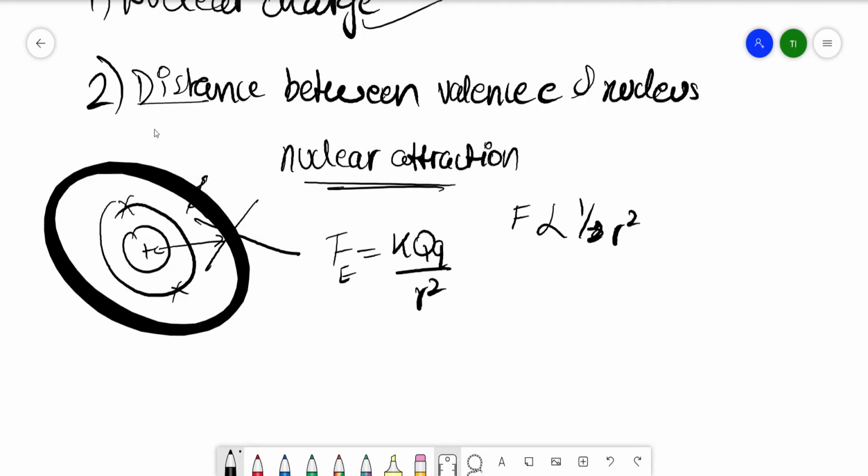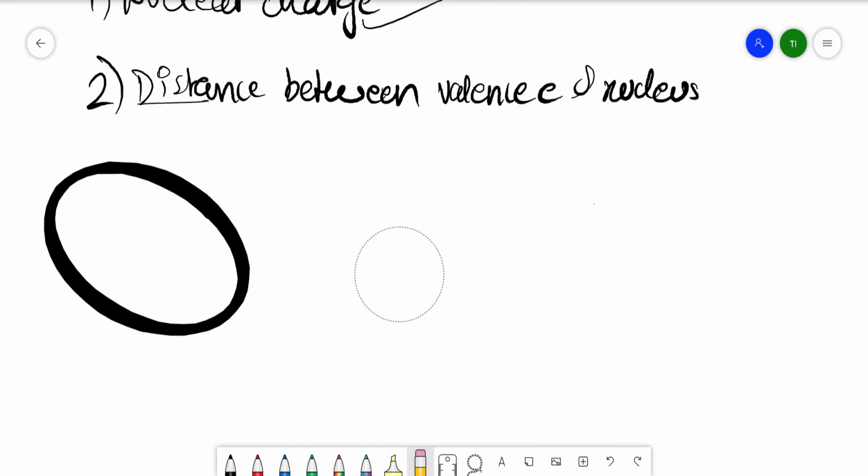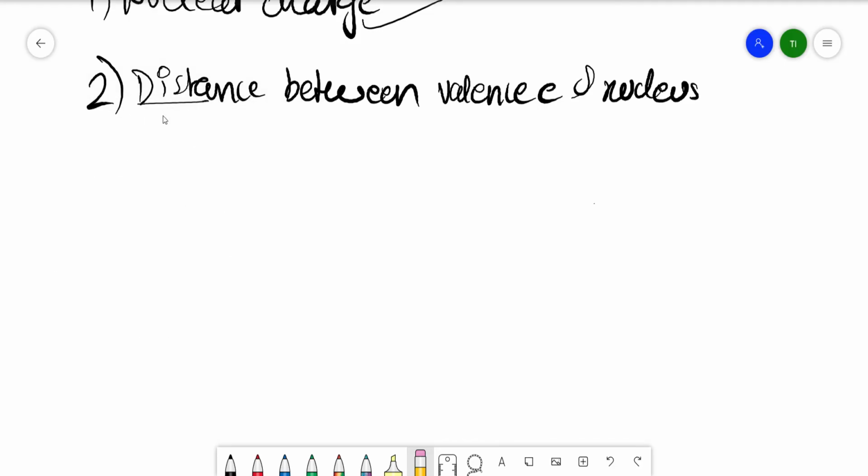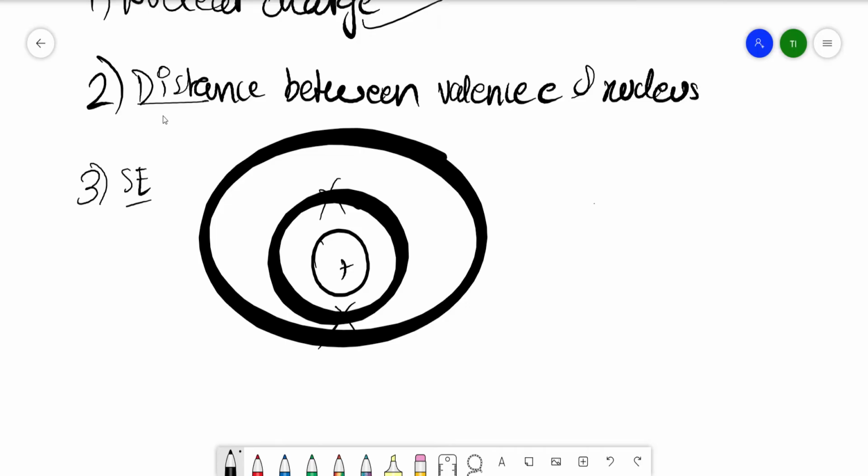And now the third thing. Just give me a minute, I have to remove this as well. The third thing you have to give reference to is the shielding effect, right? So there's the positively charged nucleus. This is the first shell, and this is the second shell. So you see what this shielding effect basically is.